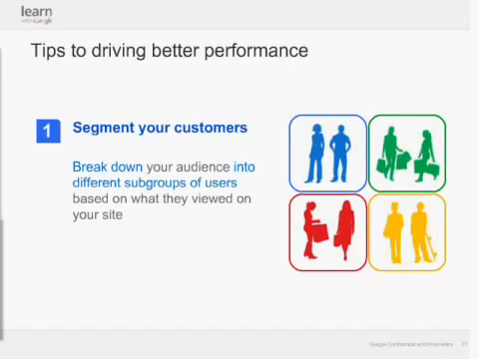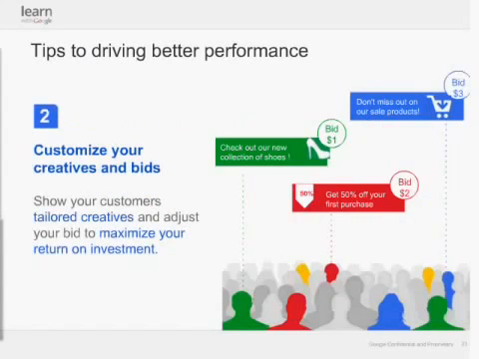The most likely thing that people do in order to drive performance is customize their creatives and bids to all of those audiences or remarketing lists, or just customers who come to your site that you've identified for certain behaviors, with certain creatives and even bids. So you can show your customers tailored creatives and adjust your bid and maximize the return on your investment.